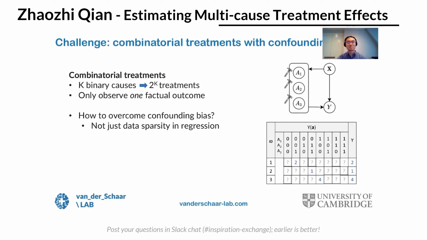However, the challenge goes beyond data scarcity. Remember that our objective is causal inference, and we need to address the confounding bias and remove the spurious correlation. With a large number of treatments, overcoming confounding bias becomes very challenging.